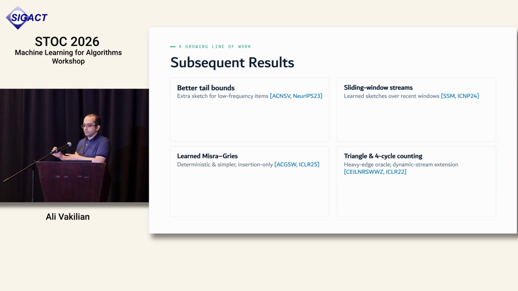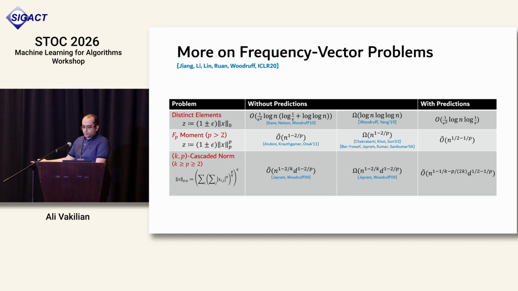This heavy hitter type oracle has also been used in other streaming problems, like triangle or 4-cycle counting. So there are lots of interesting questions still there. For instance, people have been looking at other frequency vector problems in streaming. There is this work by Jiang, Li, Lin, Ruan, and Woodruff. They looked at distinct elements, F_p moment, or cascaded norms. Those are very fundamental problems in streaming, and they show that we can break all the existing barriers in classical streaming using these prediction models.